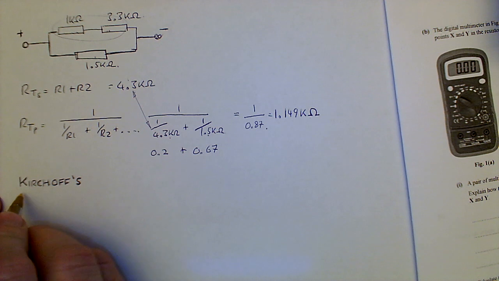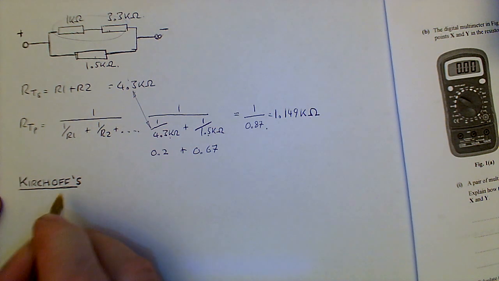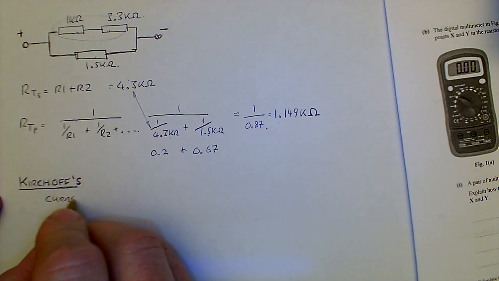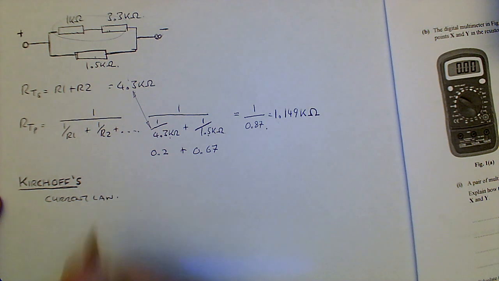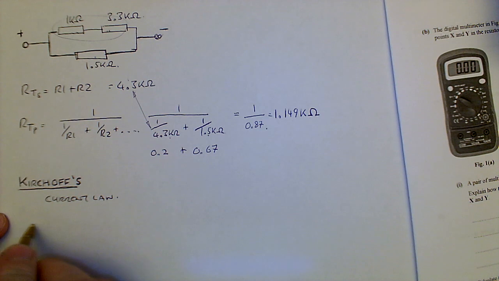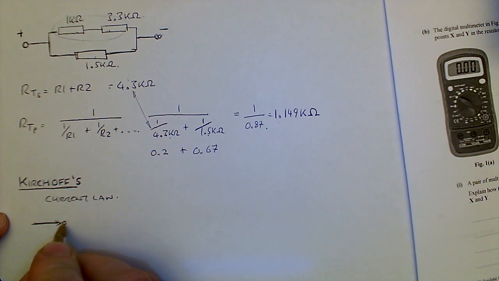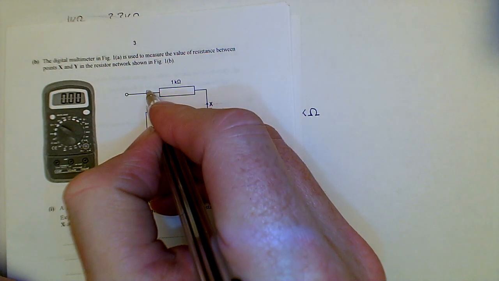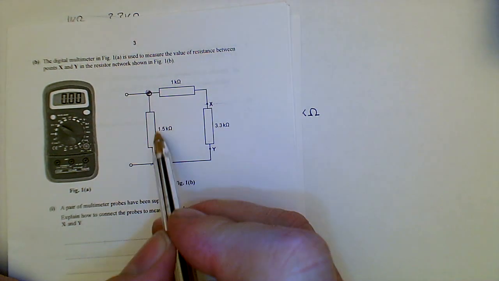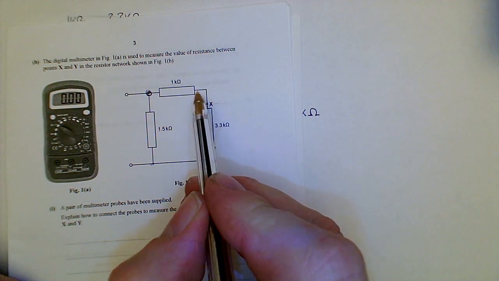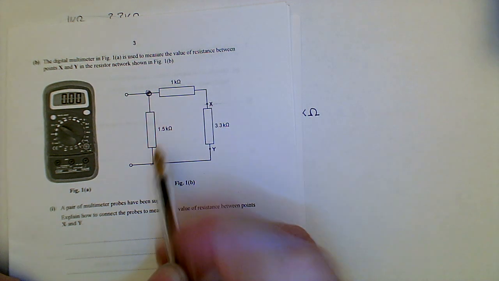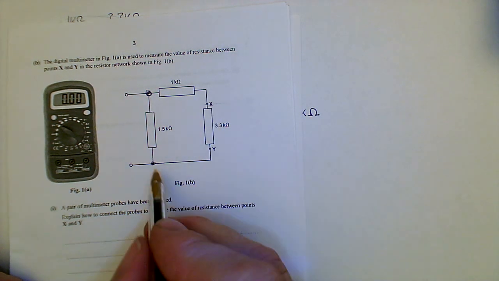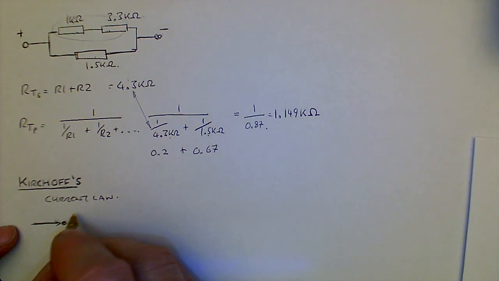So, Kirchhoff's current law. Kirchhoff basically said that if you've got a current coming into a node, now a node is this sort of thing. Any point, that's not a node, that's just a corner, and it effectively becomes a straight line. A node is a point where there are more than two exits.